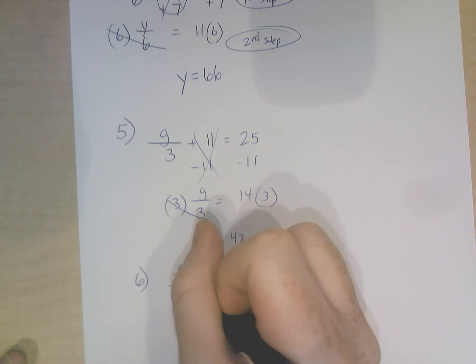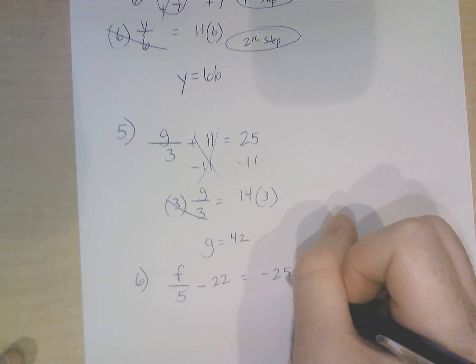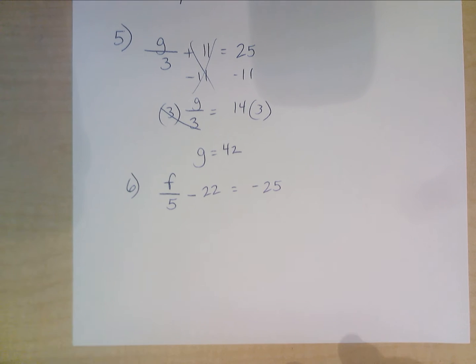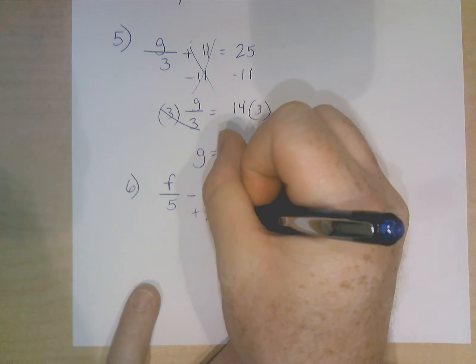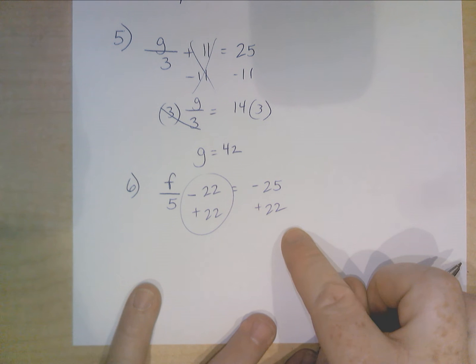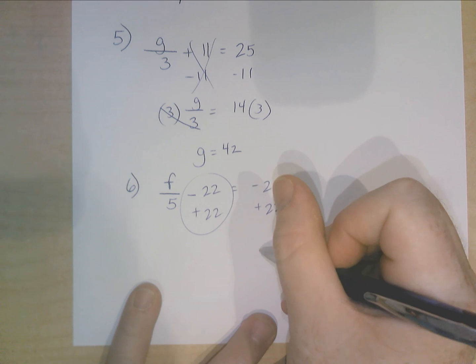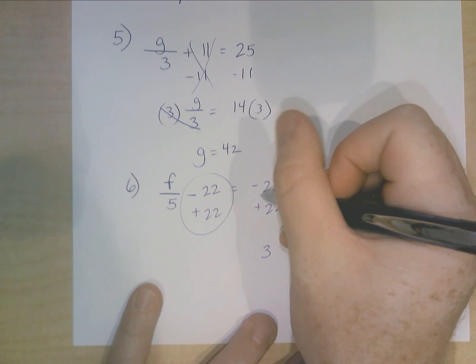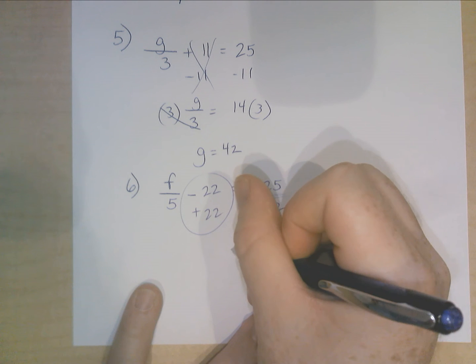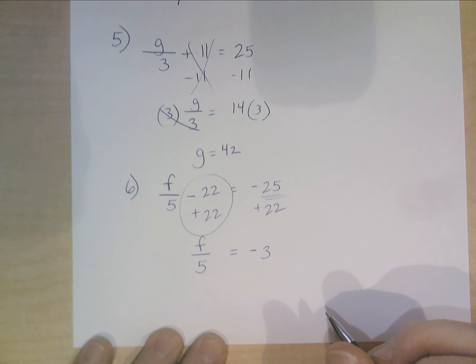f divided by 5 minus 22 equals negative 25. So same thing here. We're going to do the opposite of subtracting 22. Let's add 22. This cancels out. This side becomes negative 3 because you can't add a negative and positive together. You have to find the difference. The difference is 3 and it's negative because this has more absolute value. So negative 3. So f divided by 5 equals negative 3.